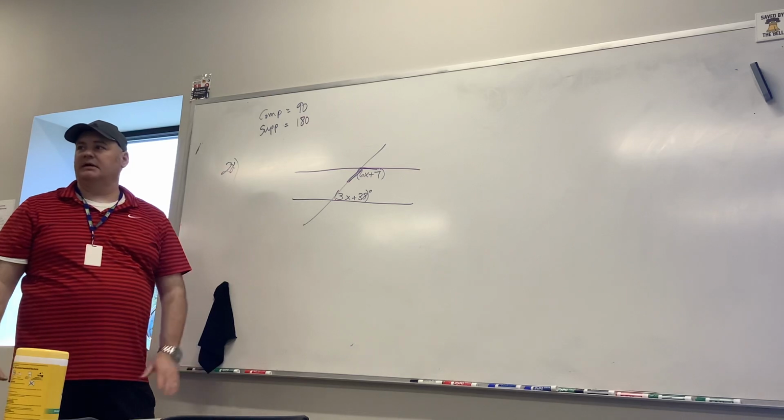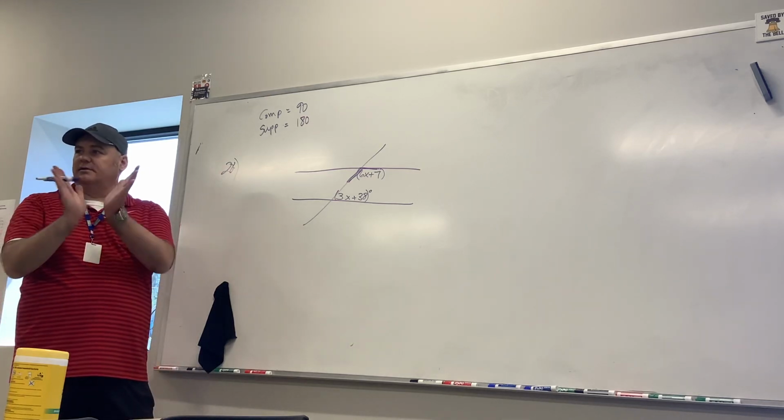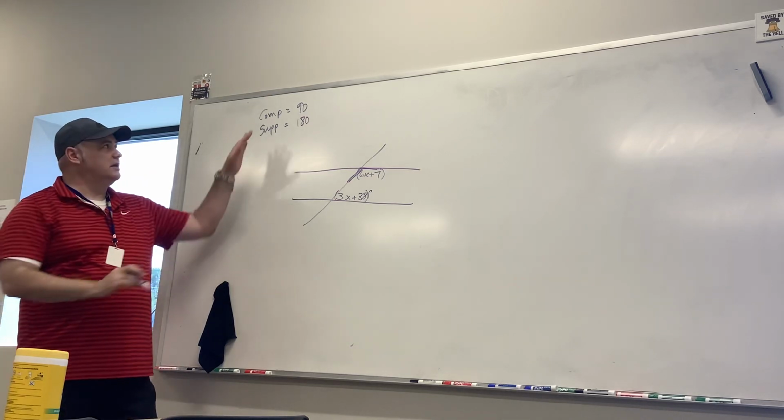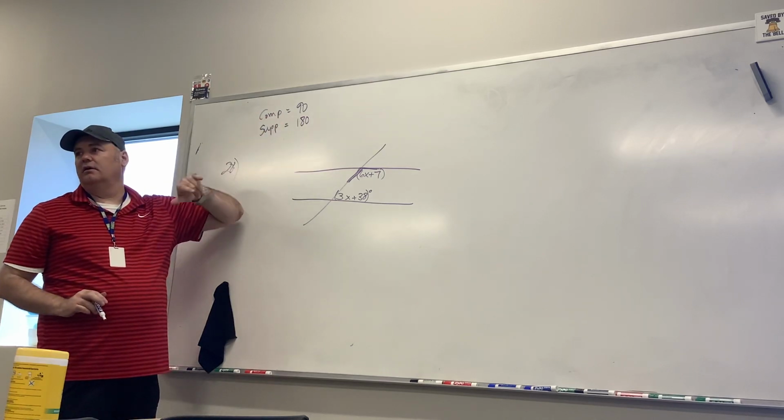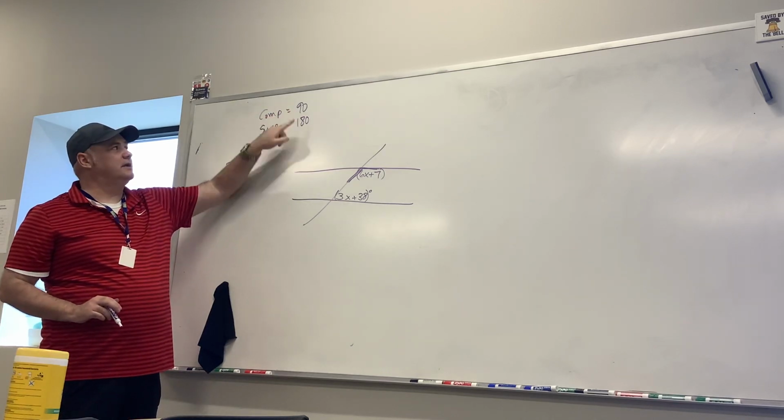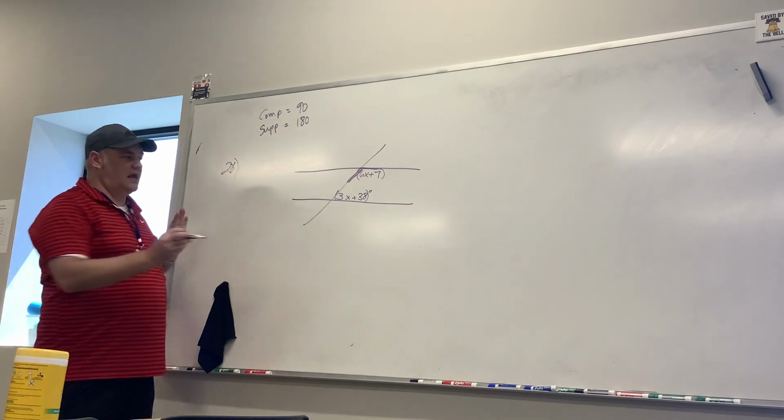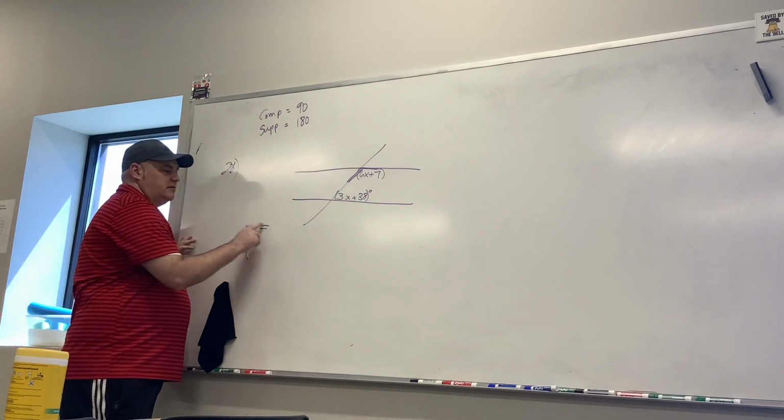That already is bigger than 90. See how it's obtuse, how big it is? So it's not going to be equal to 90. And they've told us it's either going to be equal to 90 or 180. So if it's not equal to 90, then this whole thing is going to be equal to 180.